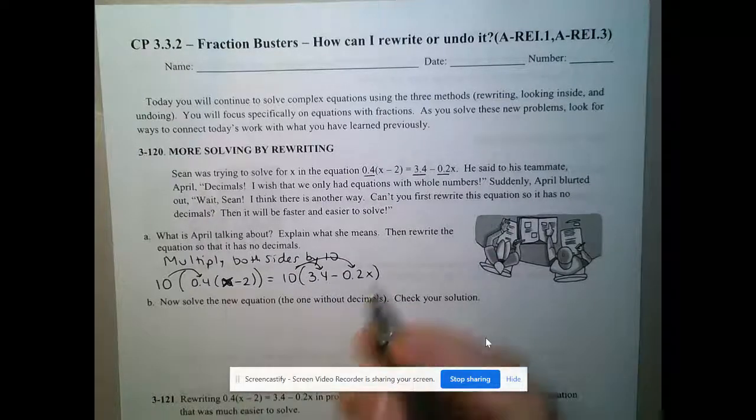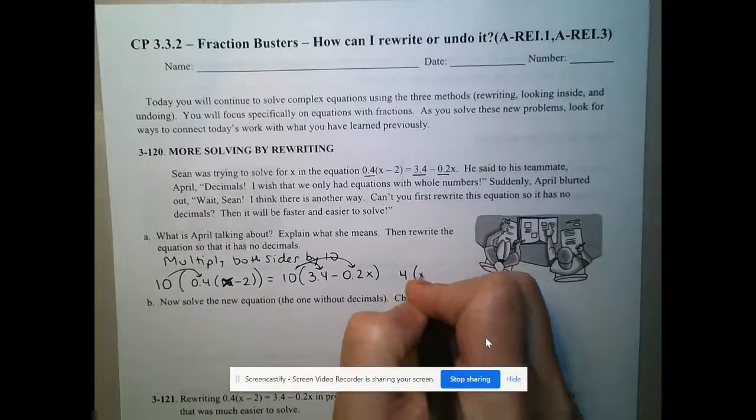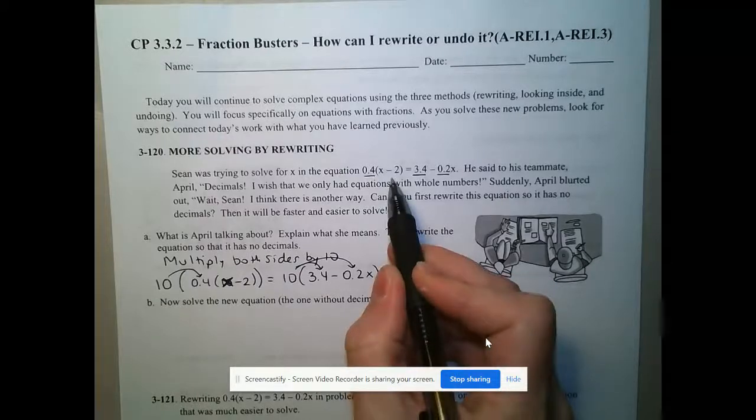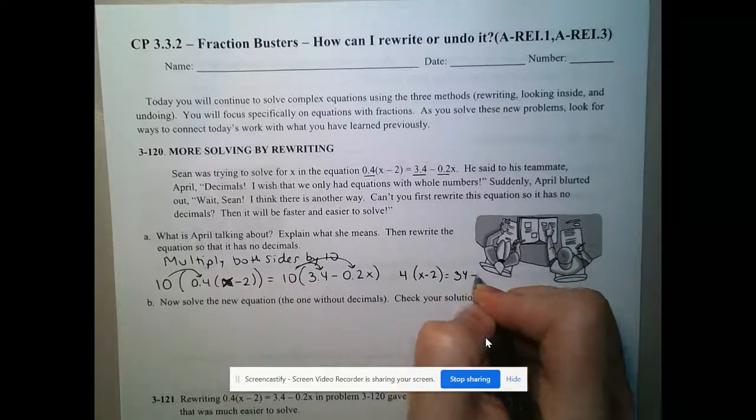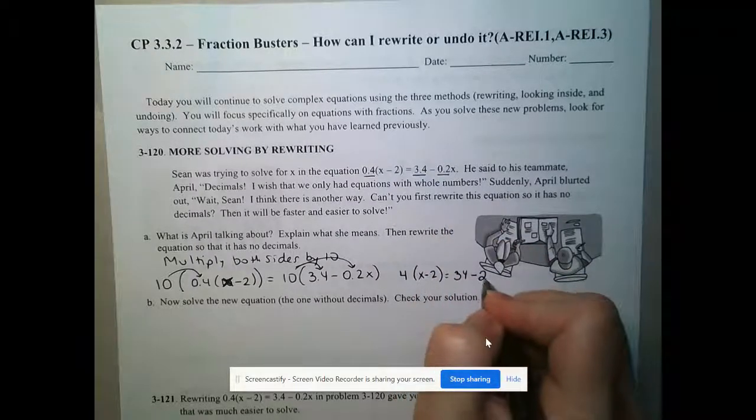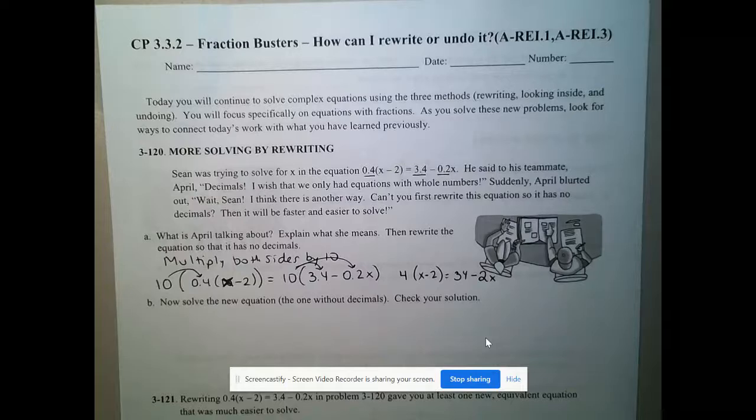So 10 times 0.4 is just going to be 4. Notice nothing inside the parentheses changes. And then on the other side, 3.4 when it moves over one place is 34 minus, and 0.2x when it moves over becomes 2x. So definitely more manageable and easier to work with.